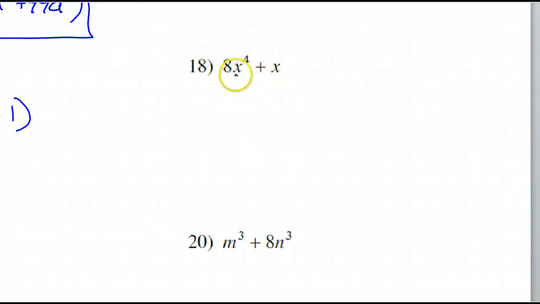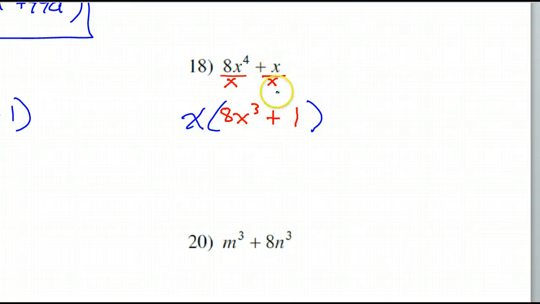I see a common factor here of x. So I'm definitely going to bring out the x. If that's my only common factor, then I just need to divide both of these by x. So that's going to give me 8x to the third power plus 1. Please don't think, oh, these will cross out, there will be nothing. Anything divided by itself is 1. So now I have the sum of two perfect cubes. This x in the front is not going anywhere, so keep that. Then the rest of it, we're going to do our binomial times our trinomial.